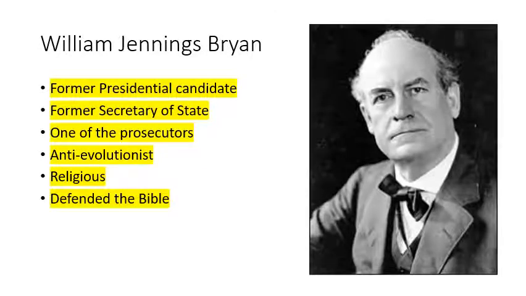The prosecution, William Jennings Bryan, who we talked quite a bit about in class, was the former presidential candidate who ran against McKinley. He gave the Cross of Gold speech. He ends up being Woodrow Wilson's Secretary of State for several years. He's going to be one of the prosecutors. He was an anti-evolutionist. He was incredibly religious, and he shows up to defend the Bible.